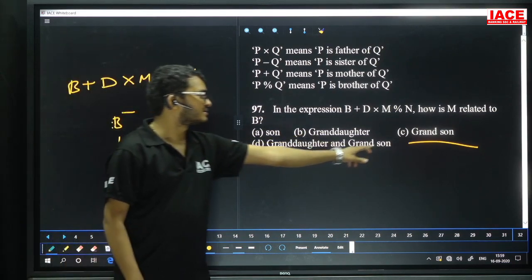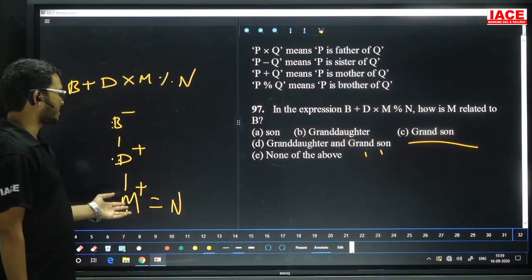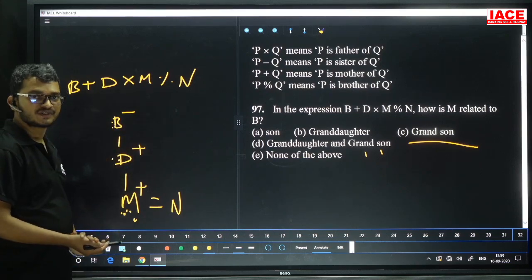Here they have given granddaughter, and grandson also they have given. No chance, because here we know the gender of M. M is a male. So how is M related to B? The answer is grandson. Option C.